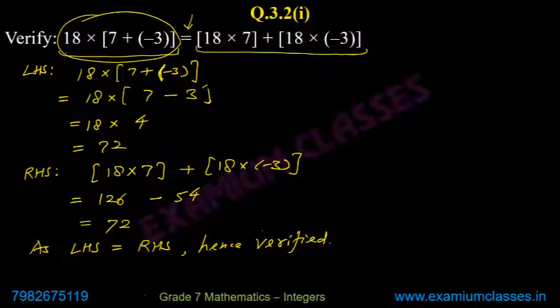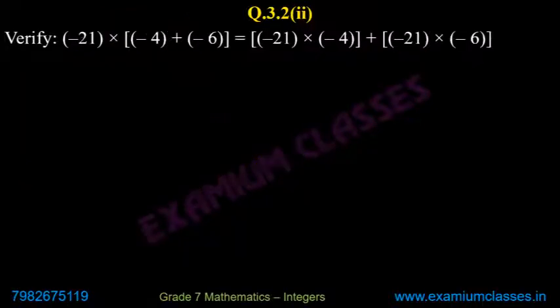So you have to actually prove that left-hand side is equal to right-hand side in such cases. So if you have understood this one, solve this question for me. Verify left-hand side and right-hand side. What do you get on left-hand side? What do you get on right-hand side? Tell me the values.